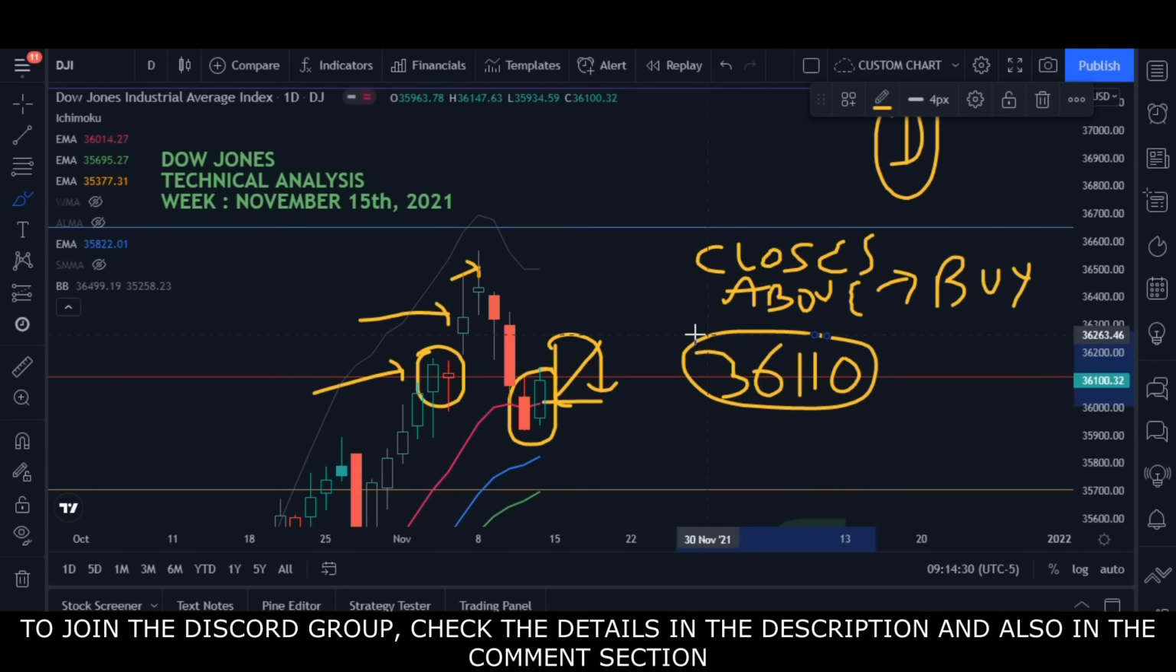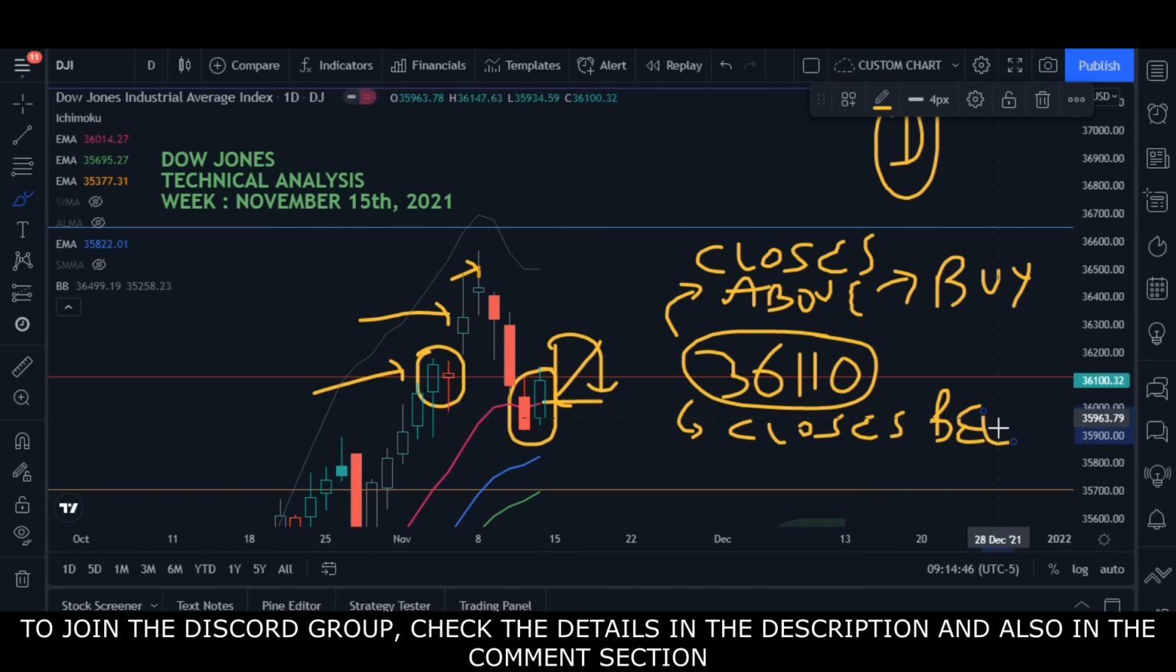And if the market closes below, in that case sell.